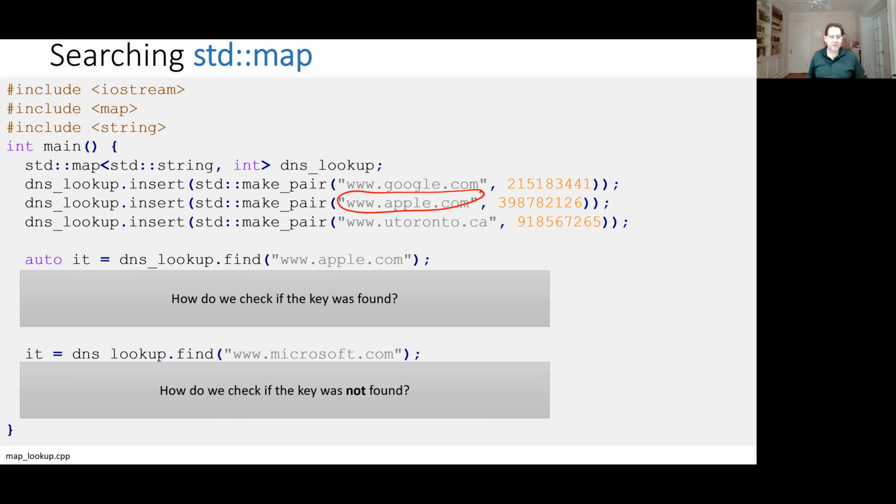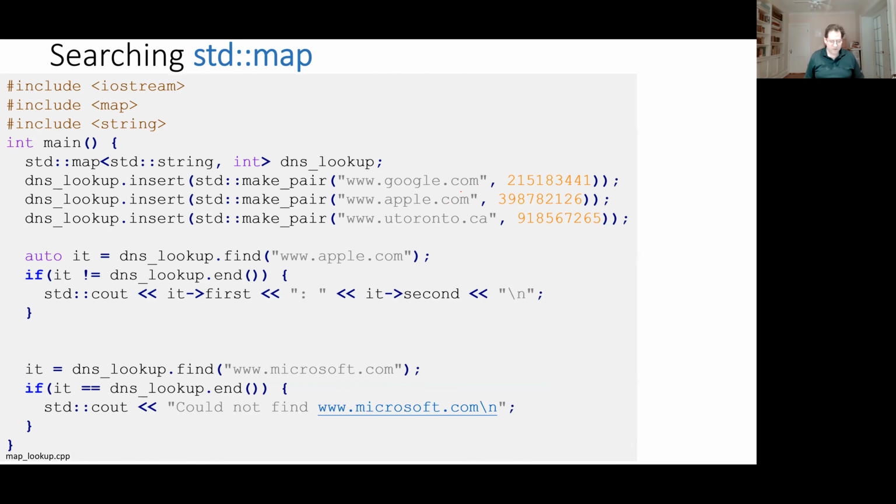So if it was found, the iterator will not be equal to this end value. Remember, the end value doesn't represent any valid point in the container. You can think of it like a null pointer. In a vector, you can think of it as being just past the end of the vector. You can also think of it as an equivalent of a null pointer. It means that this iterator is not valid. You can't use it. So we can check if the iterator is not equal to this end value.